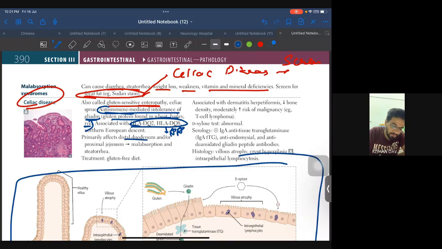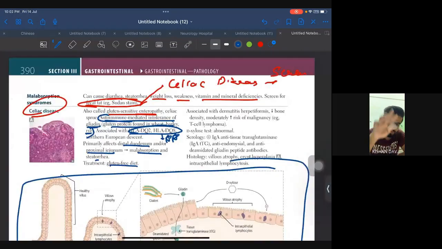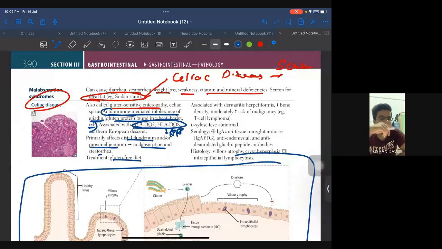Primarily affects the distal duodenum and proximal jejunum. So malabsorption and steatorrhea. The treatment is going to be a gluten-free diet. Here also questions will be asked. You have to figure out what the question is saying. If they are saying celiac disease, and at the end they will give you what you should do now, the answer will be gluten-free diet. Mostly they will give you avoid bread and cereals in the options. You will have this question.